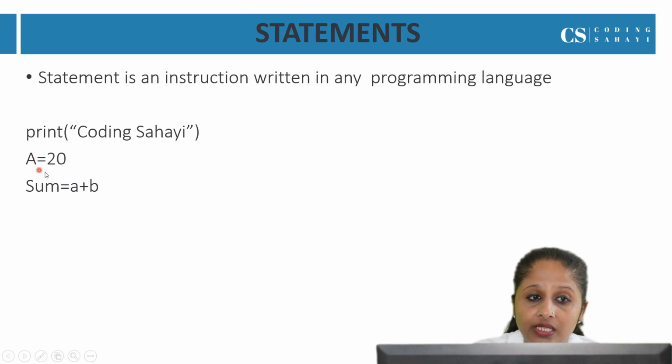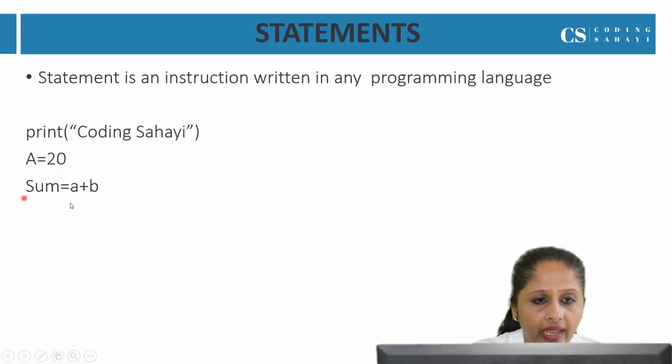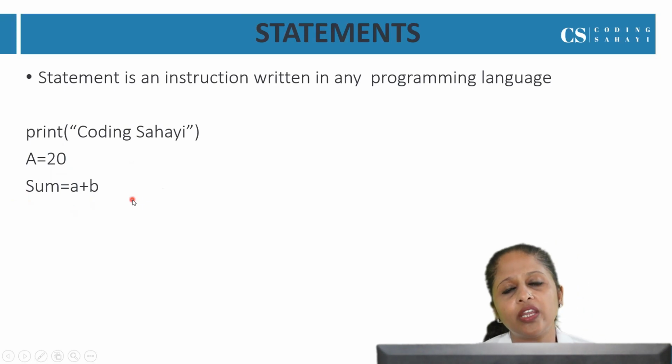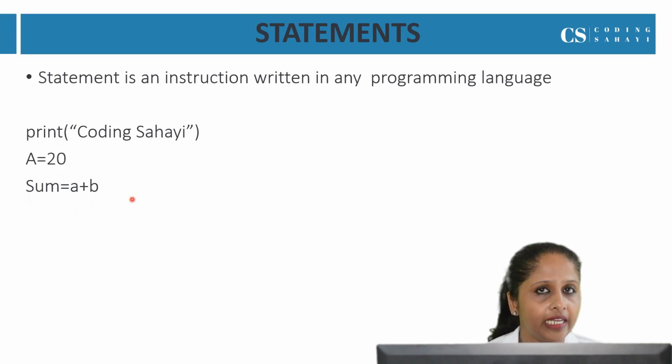Here we are using a single value expression. 20 is a single value expression, right? So that 20 we are assigning to the variable a. Then we have another one, sum equal to a plus b. So here a plus b is an expression and that expression we are assigning to a variable sum. So these are some statements. We have simple statements and complex statements. We'll study in detail later.